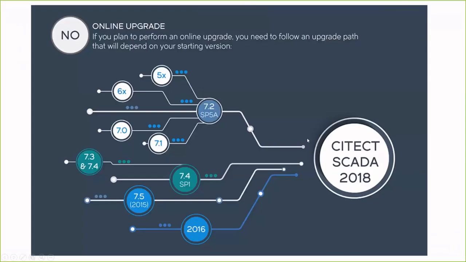If you do need to do an online upgrade, then as you can see, there are certain versions that you do need to step to. So if you're running an older 5 or 6 or 7, 7.1, you need to go to 7.2, Service Pack 5A before jumping to Citect SCADA 2018. Or if you're running 7.3 or 7.4, you need to use Service Pack 1 within Service Pack 4 before jumping. 2015 will migrate, and 2016 will migrate to 2018. We did do a webinar on upgrading Citect a couple of months back, so I encourage you to also look at those webinars to see how that was done.